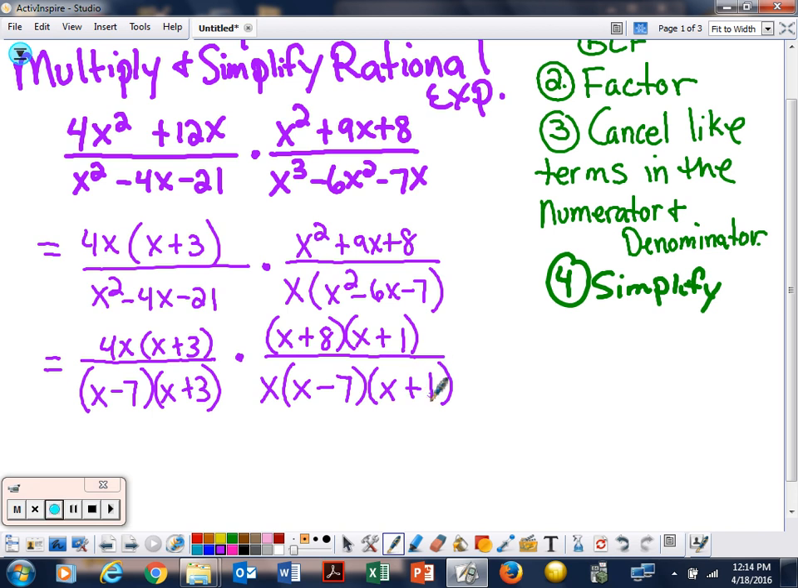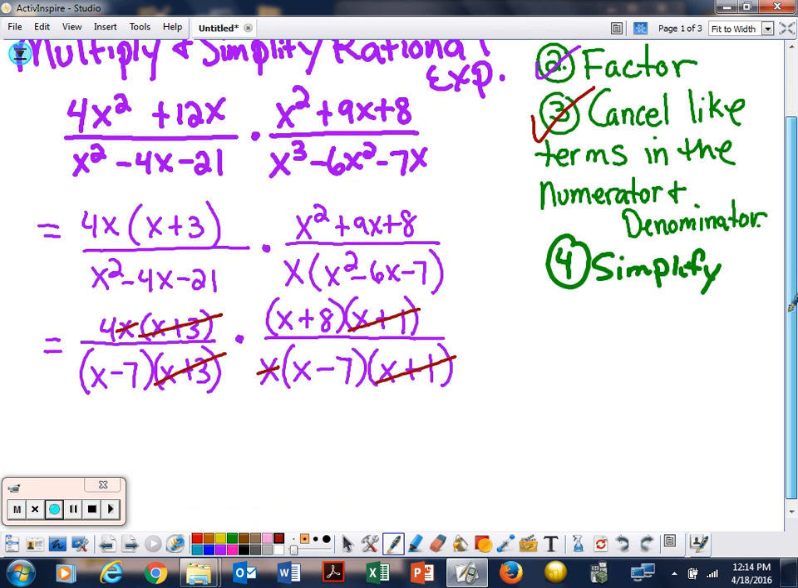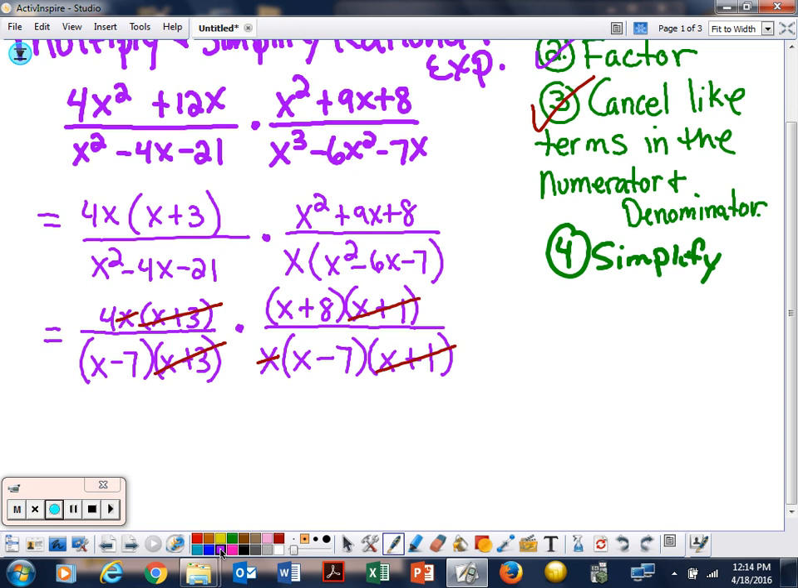All right, step 2 is done. We have factored. Step 3, we are going to cancel like terms in the numerator and denominator. Okay, so I can see that x plus 3 and x plus 3 cancel. Over here, I see x plus 1 and x plus 1 cancel. And there's one more thing that will cancel. This x right here will cancel with this x down here. Okay, we have canceled all the like terms in the numerator and denominator. Check. So the last thing we need to do is simplify this.